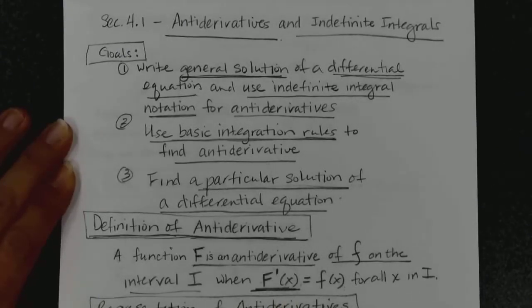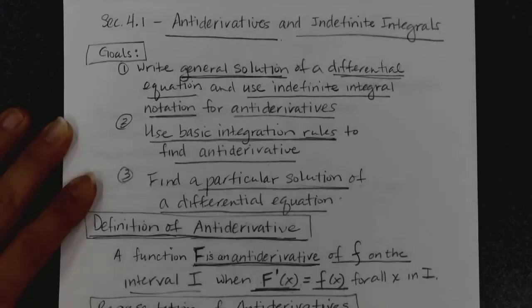So let me introduce you to the definition of antiderivative. A function capital F is an antiderivative of little f on the interval I when F prime of x is equal to f of x. So if the derivative of capital F of x is little f of x, then F is the antiderivative.